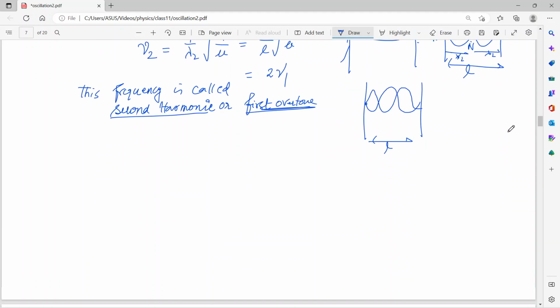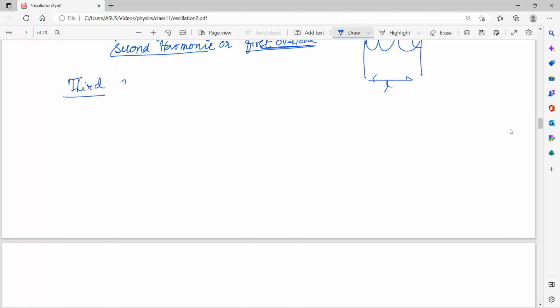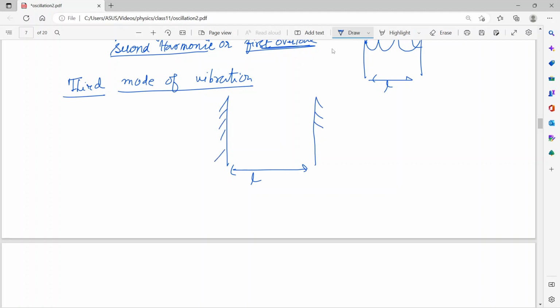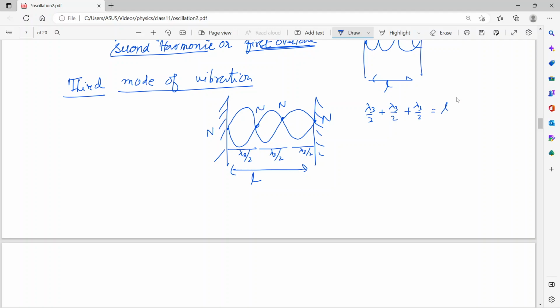That means if we want to consider the third mode of vibration, you can easily calculate it on your own. The length is the same. This is a rigid wall, this is also some rigid thing, and there are three loops, that means one wave is there, and another wave is produced like that. So this is the third mode. In that case, this is a node, this middle point is a node, this middle point is a node. So node to node, you already know, this is lambda by 2. This is lambda 3 by 2, this node to node lambda 3 by 2, this node to node lambda 3 by 2. So lambda 3 by 2 plus lambda 3 by 2 plus lambda 3 by 2 equals L, because L is fixed. So you got 3 lambda 3 by 2, right?